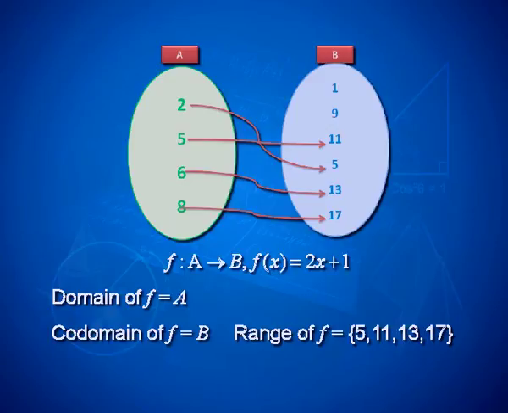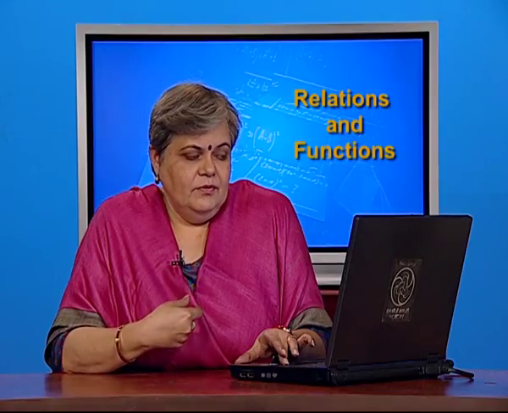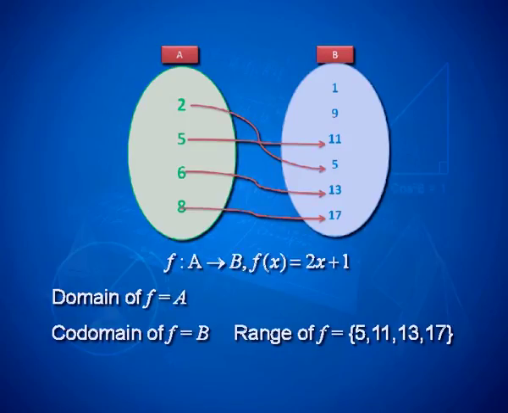A to set B. The domain of the function f is all the inputs. So, it is a collection which is nothing but the set A, whereas the codomain of f is the entire set B, including the 1 and 9 which are not connected with any elements of set A, and the range of f is only the outputs, the collection of all the outputs, which means 5, 11, 13 and 17.